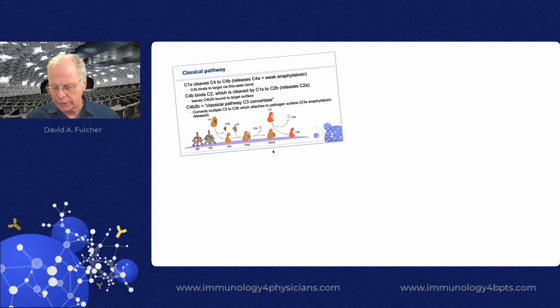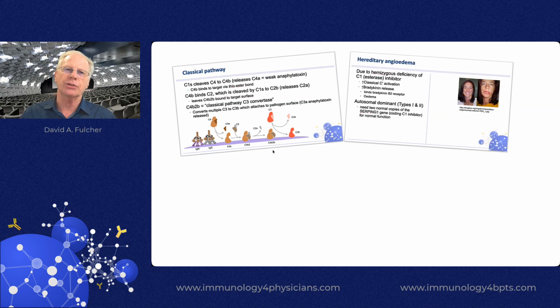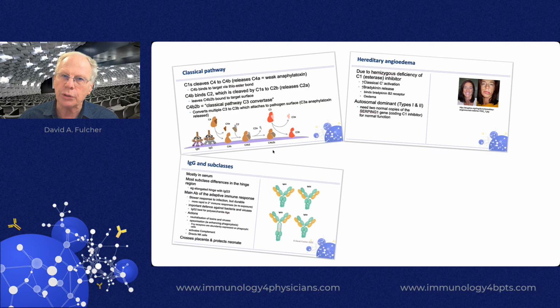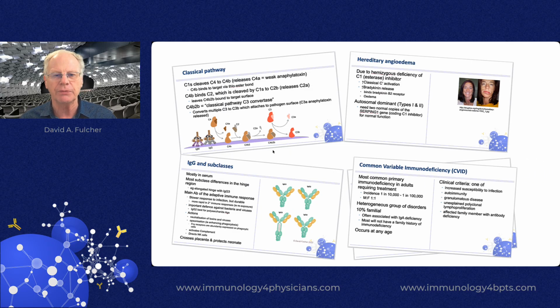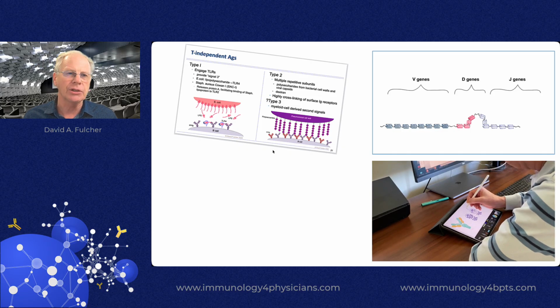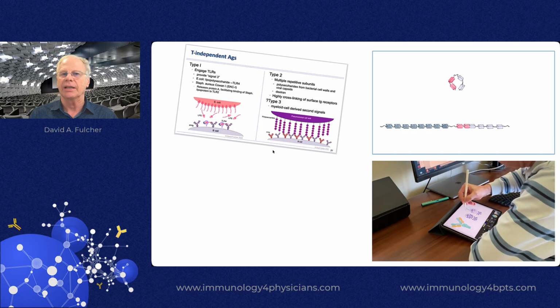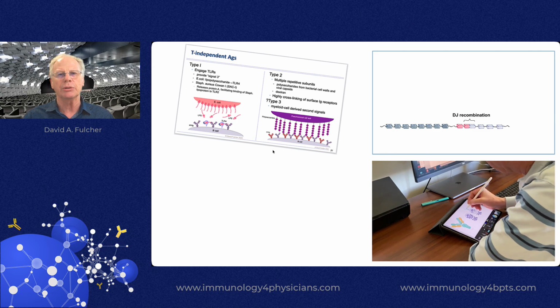So, for example, we cover the classical complement pathway, everyone's favourite topic, but we include immediately lectures on complement disorders such as hereditary angioedema. We talk about, of course, immunoglobulins and their subclasses, but we don't leave it there. I then go straight on to talk about IgG4-related disease, for example, as well as antibody deficiency states such as common variable immunodeficiency.